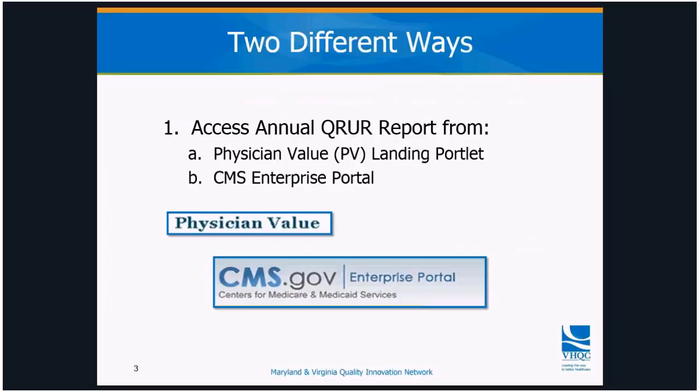Part 1 went over how to access the QRUR from the Physician Value Landing Portlet. Now, in Part 2, we will go into detail on how to access the QRUR from the CMS Enterprise system. If you have not done so already, I suggest you view how to obtain a QRUR Part 1 prior to viewing this presentation.